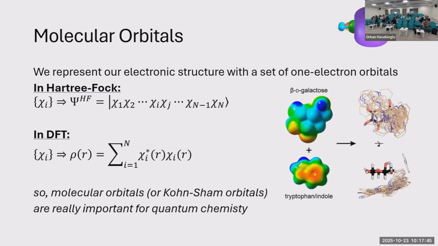We represent our electronic structure with a set of one-electron orbitals. As you are familiar with by now, these are the Hartree-Fock and density functional theory relationships. One is with the wave function, the other one uses density, and they are related to orbitals, molecular orbitals, which are linear combinations. So molecular orbitals are really important for quantum chemistry.